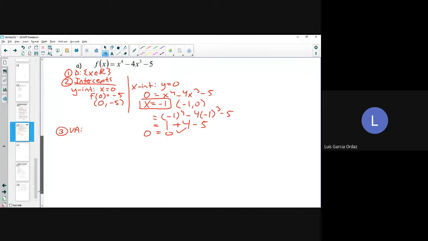Because of my equation, do I have any vertical asymptotes? No, we have none. Which means I also do not have any horizontal asymptotes, which also means I have no oblique asymptotes.